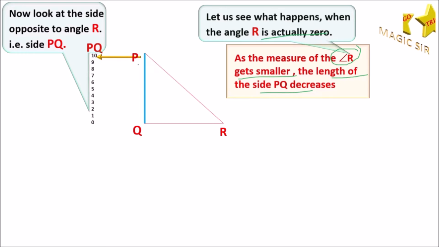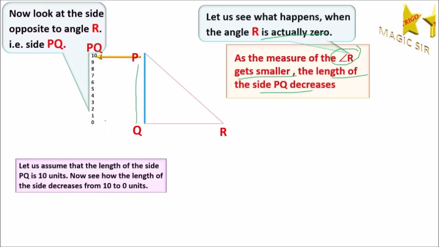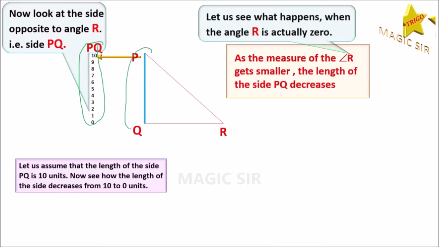We take side PQ equal to 10 units. Let us assume that the length of the side PQ is 10 units. Now see how the length of the side decreases from 10 to 0 units. We have 0, 1, 2, 3, 4 to 10. PQ is equal to 10. Now see the animation.